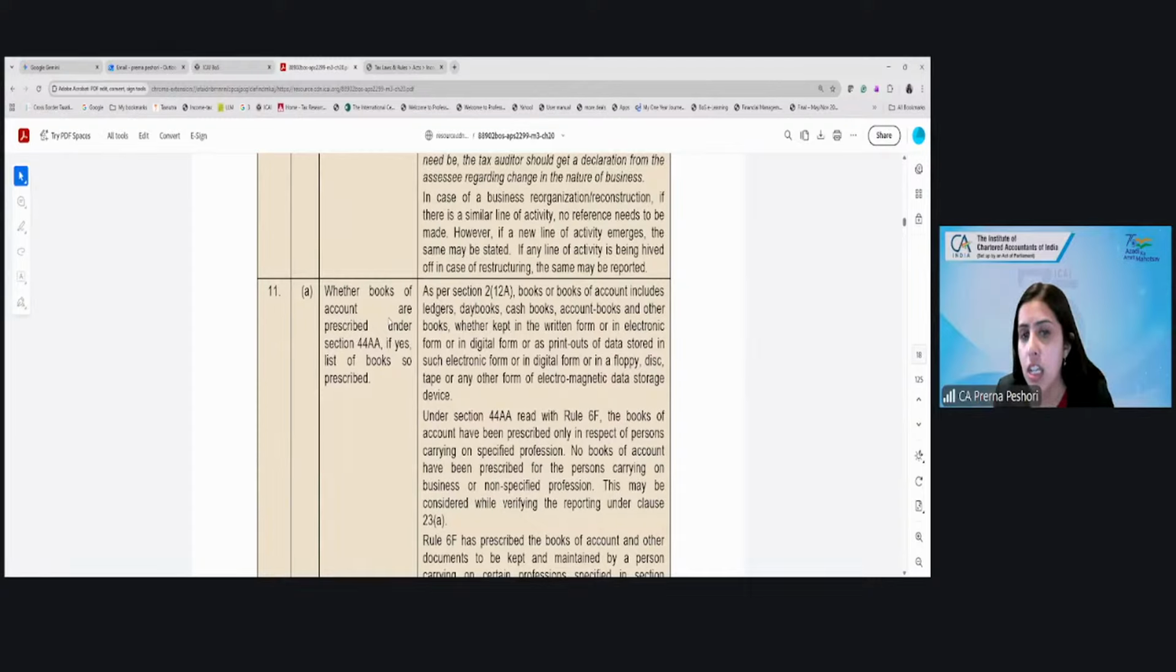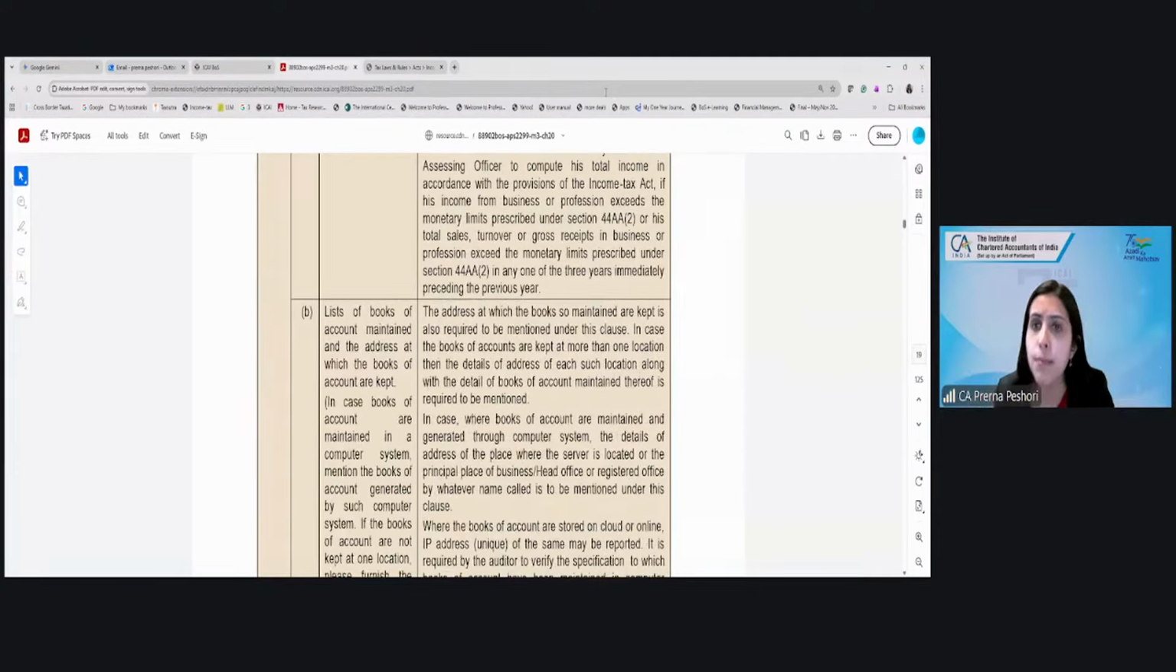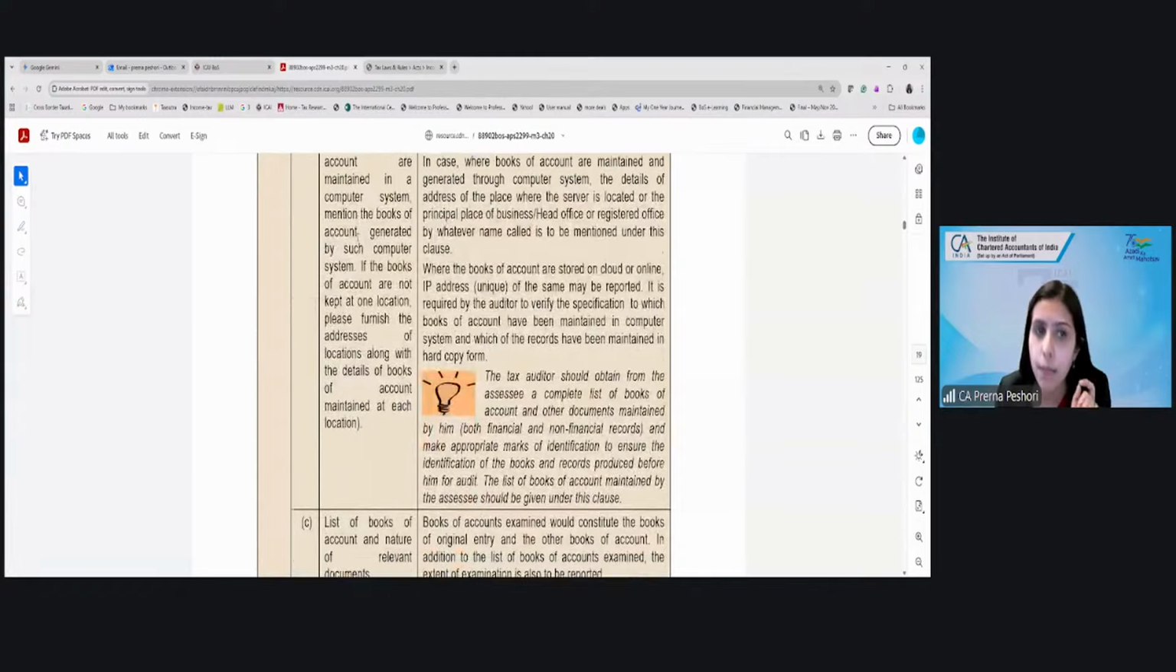So what did we discuss? For whom are the books of accounts prescribed? For the specified professions under rule 6F. Right? So you need to put the mention of that, and put the list of books of accounts that are maintained and the address at which these are maintained.